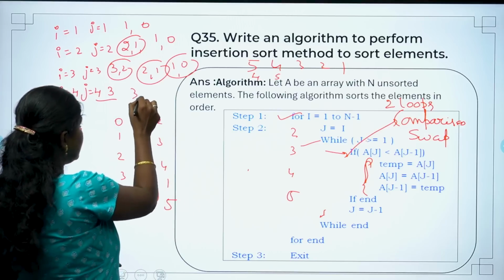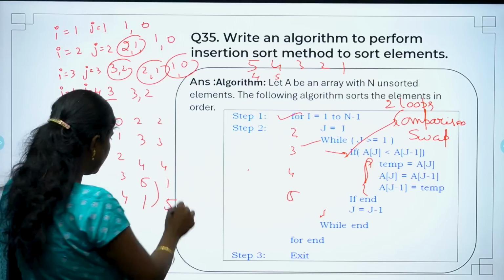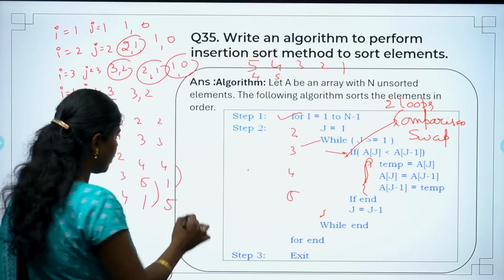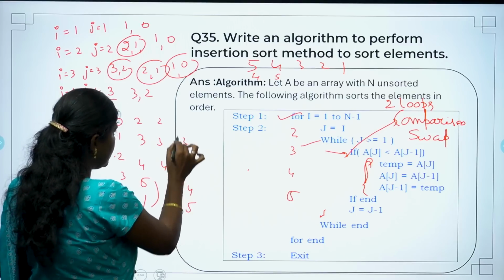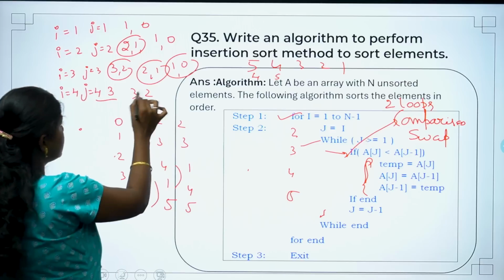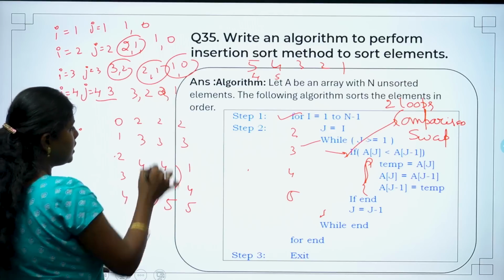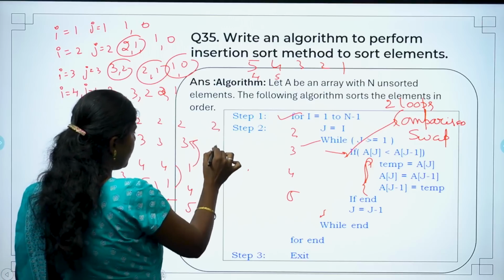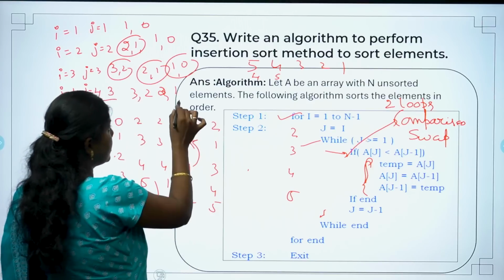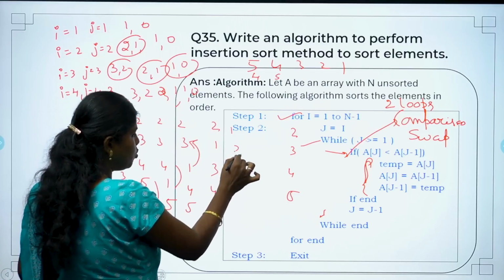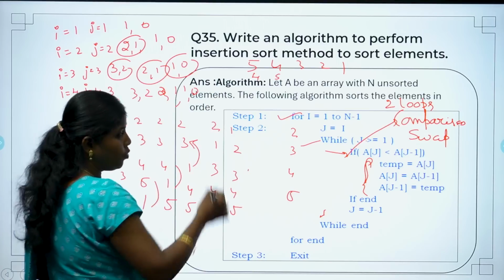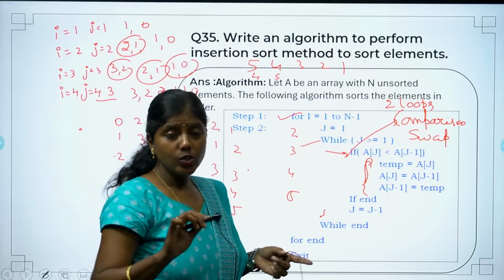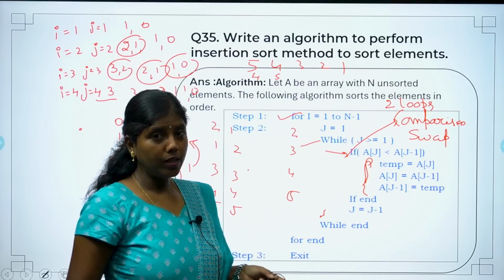Then I have to compare 3 and 2, by index. So 4 and 1 is compared. 4 is greater than 1. You swap it again. Then I have to compare 2 and 1. Again it is greater, so it is 2, 1, 3, 4, 5. Again 1 and 0 you compare, it's 1, 2, 3, 4, 5. And again 0 is compared with minus 1, it cannot be compared because j should be greater than or equal to 1. That's where the loop ends.